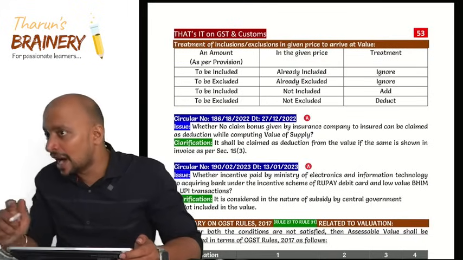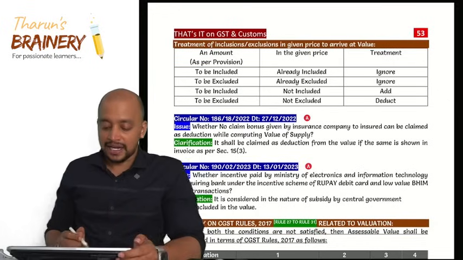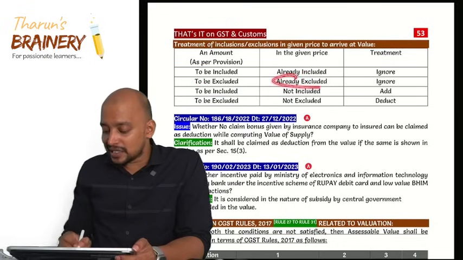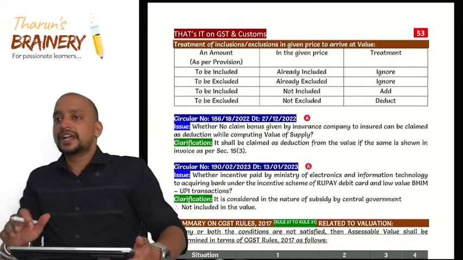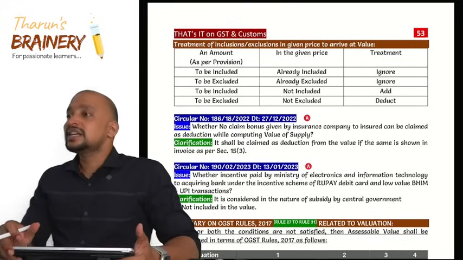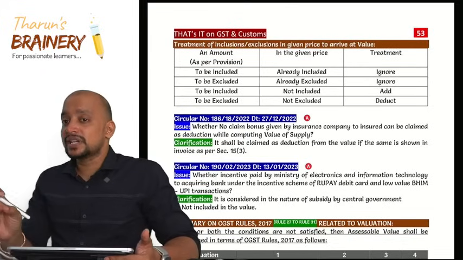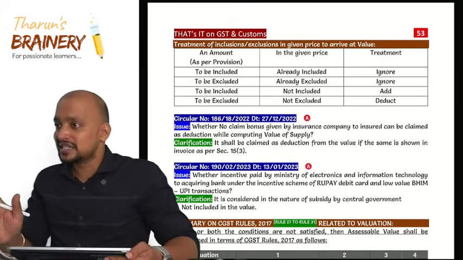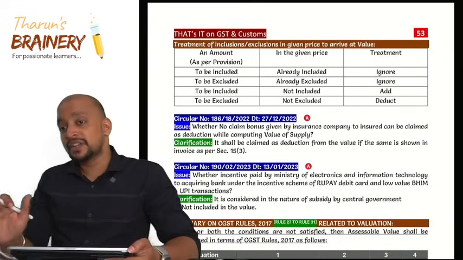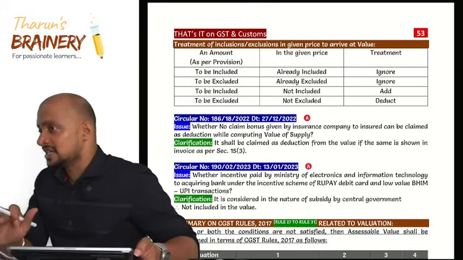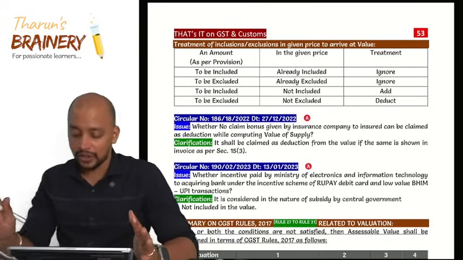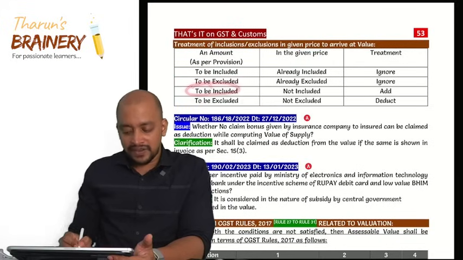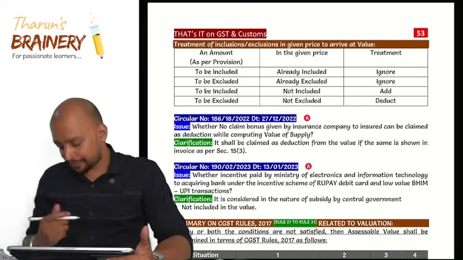So again, will you add? No. Then, an expenditure is to be excluded. In the given price it is already excluded. For example, GST: taxes, duties and cess by whatever name called, other than GST, are to be included, but GST is to be excluded. In the given price the price already excludes GST. Again, will you deduct GST? No. Ignore.